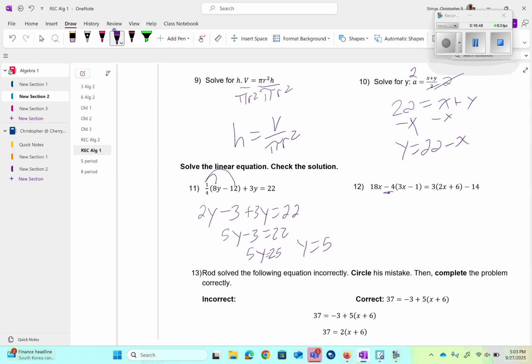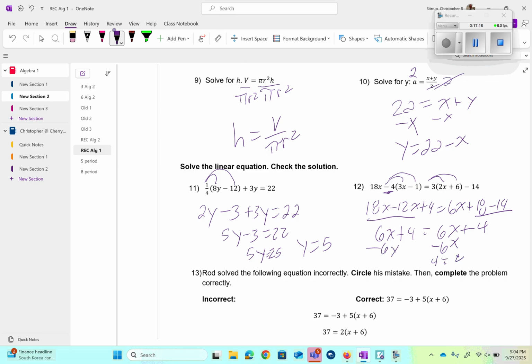For number 12, that negative needs to come over the parentheses. So I'm going to get 18x minus 12x plus 4. And then I'm going to multiply over here. That's going to give me 6x plus 18 minus 14. I do have like terms on each side, so 18x minus 12x is 6x. And then 18 minus 14 is 4. We get positive 4. Subtract 6x from both sides. What do we get? We get 4 equals 4. That's true, right? 4 is equal to 4. So we have infinite solutions or all real numbers or something like that.